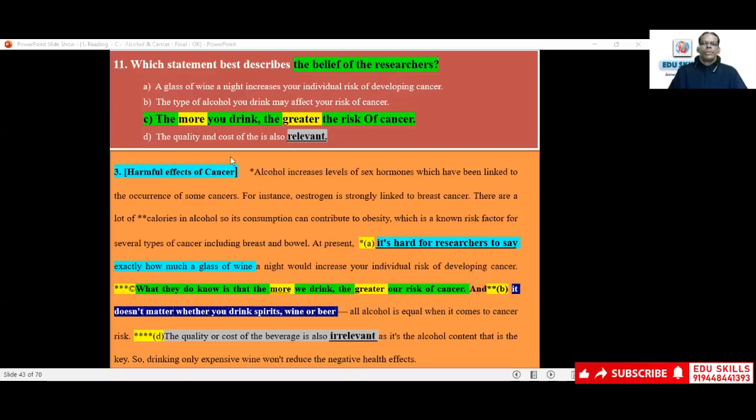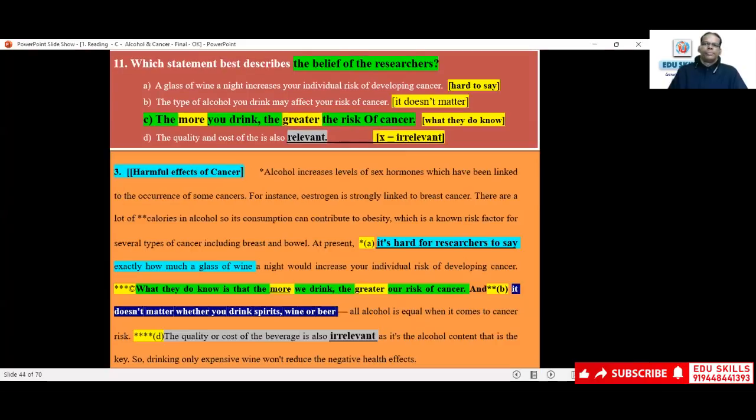Thank you. So you see, immediately here you have the clue: the more you drink, the greater the risk of cancer. More, greater. You have degree there, comparison there, scale there. So definitely that's going to be the answer, but we will just analyze it.